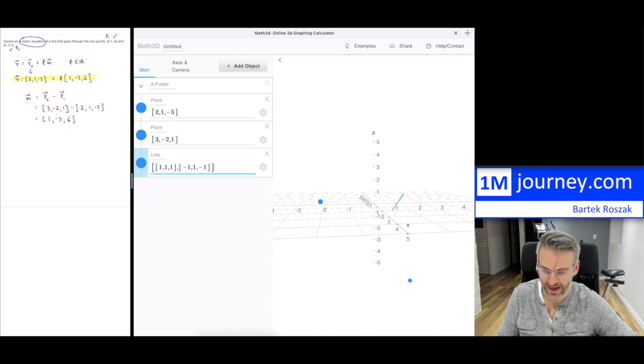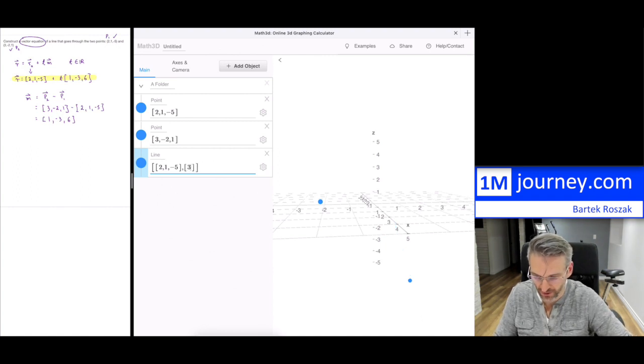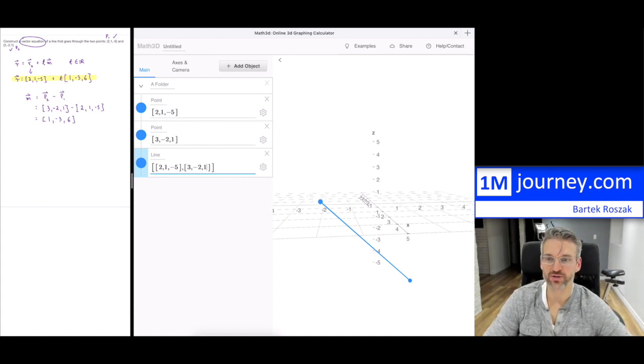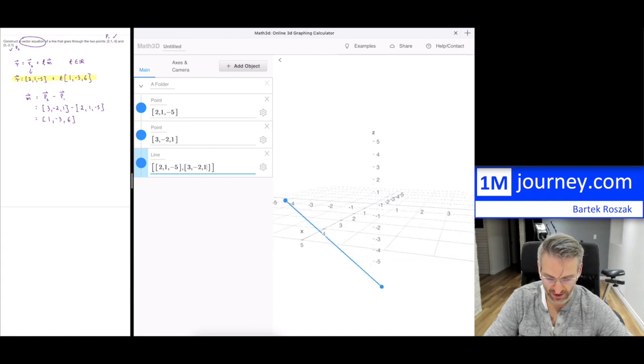So in math3d.org. Thank you guys for doing this so that I can plot these out. Now I can put these points in here. So this is going to be from point 2, 1, -5. I'm going to put the other one as well. This is going to be 3, -2, and 1. Notice that the way that the line is drawn, at least in this particular software on the web, is that it connects the 2 points directly.